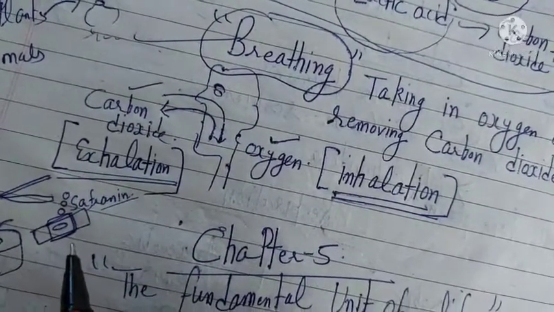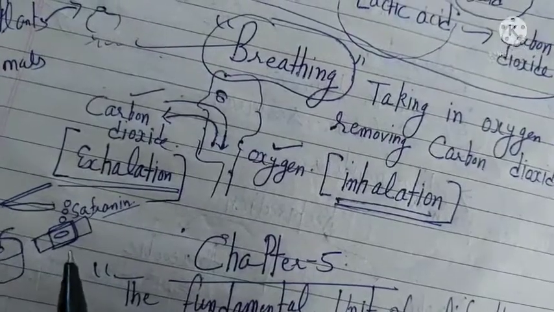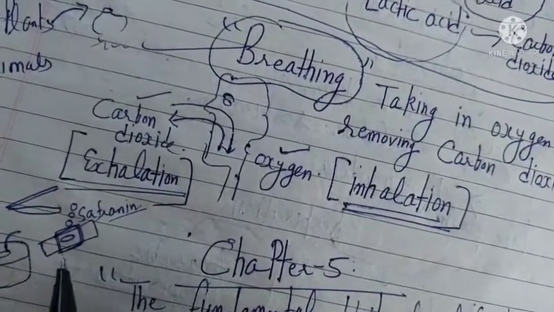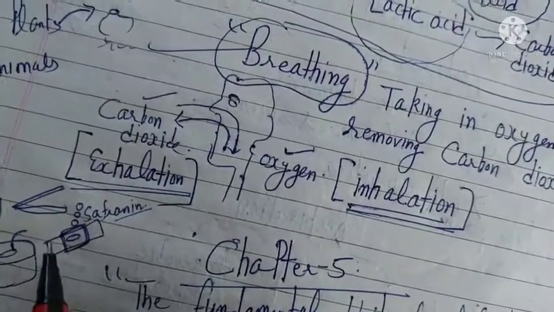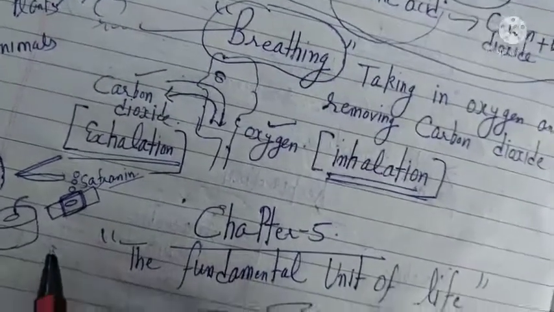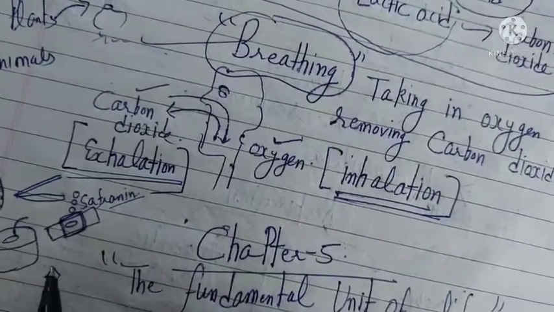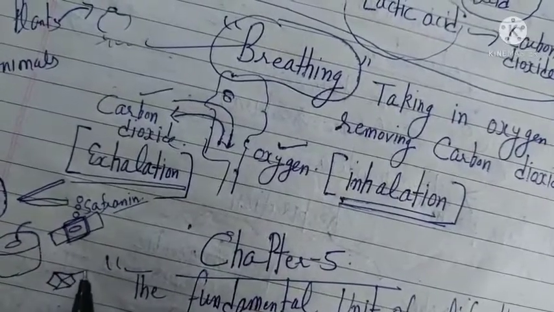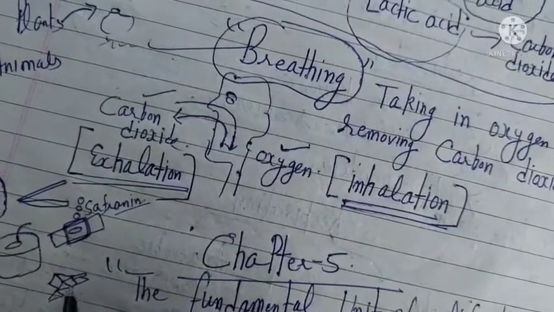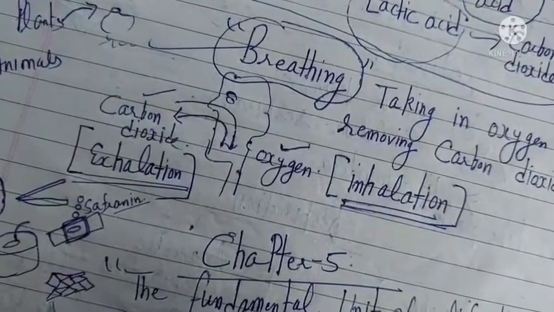Cover it with a cover slip, glass cover slip. Then place this glass slide under a microscope. You will observe a structure like that. These structures he called cells.